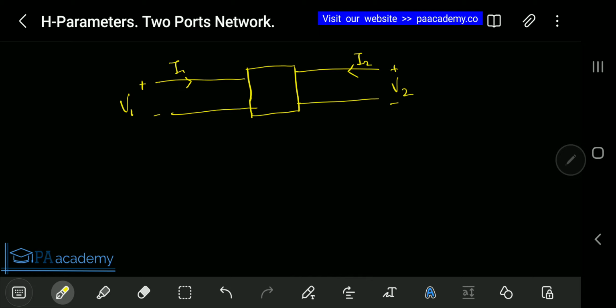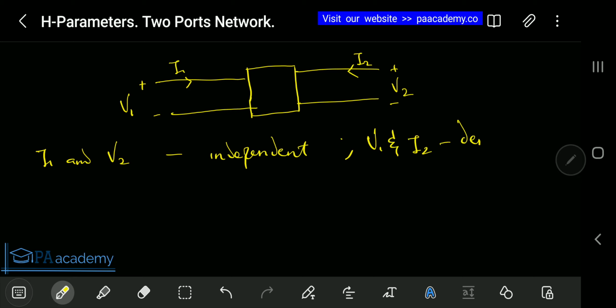Alright, so now let's take note that our I1 and V2 are independent, and then our V1 and I2 are dependent.